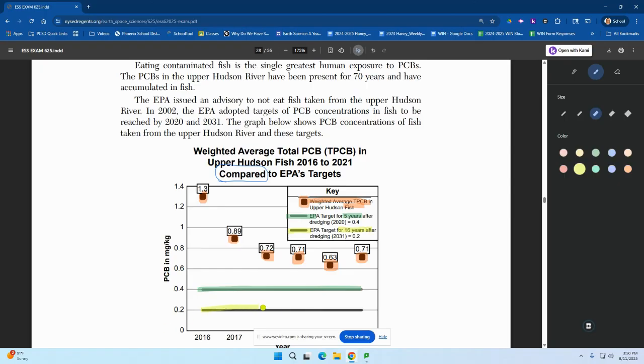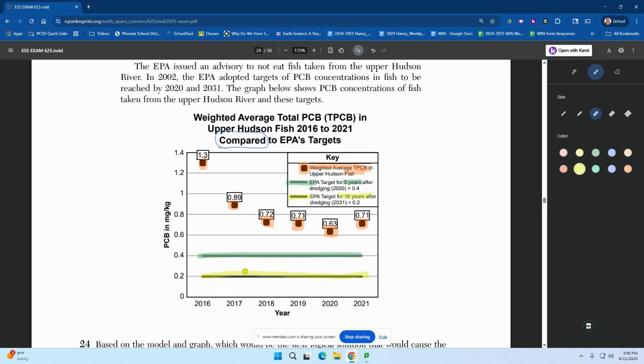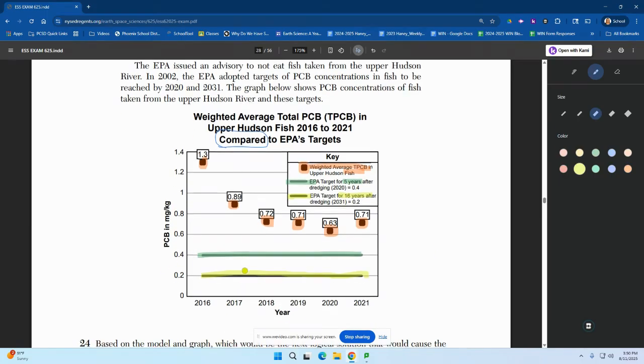So my lighter gray was my EPA target after 5 years, and my darker gray was my EPA target for 16 years. Okay, so dredging is where they take this machine and they remove some of the sediment from the bottom of the body of water, and they're removing some of those contaminants. So they're hoping that by removing these contaminants, the levels of PCBs in the fish is decreasing, and their goal is to reach these green and yellow lines here.